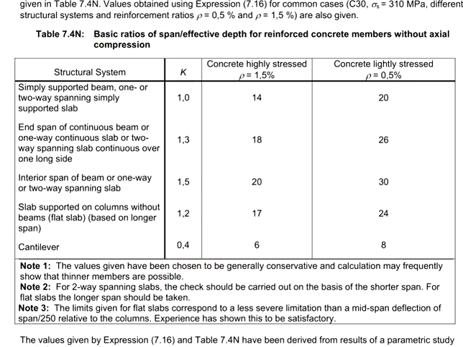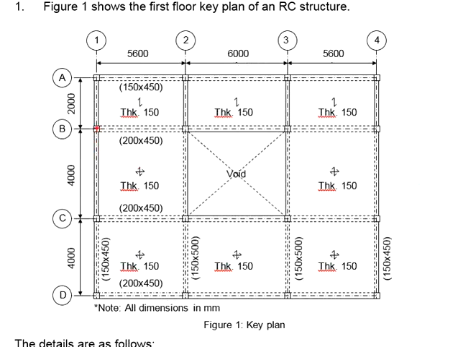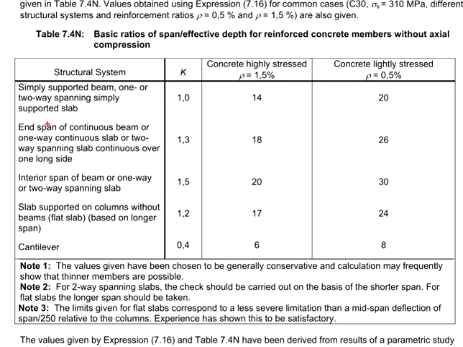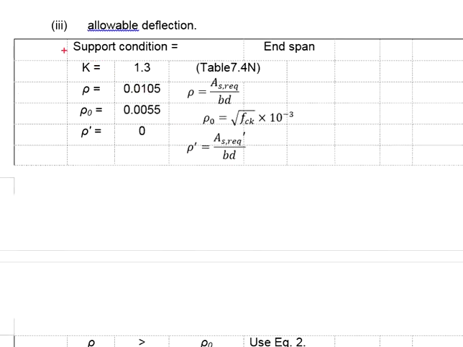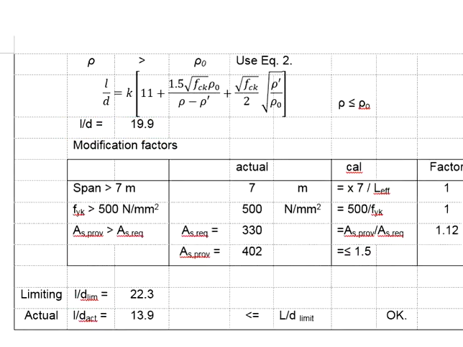7.4N in Eurocode 2. The K value depends on the type of the element. The beam that you are designing is the end span beam. For the end span of the continuous beam, the K will be equal to 1.3. Having all the values ready, substitute into the equation, you get your L per D ratio equal to 19.9, and then there will be some correction factors.